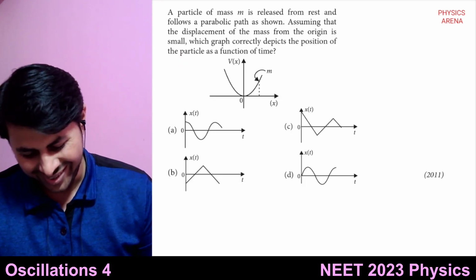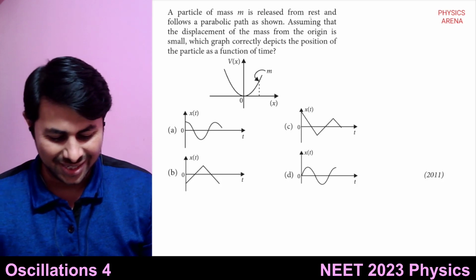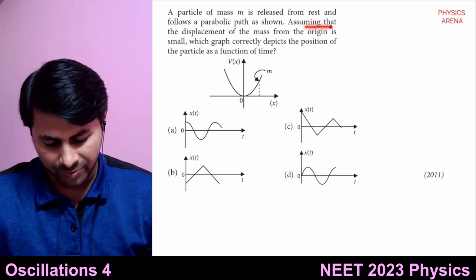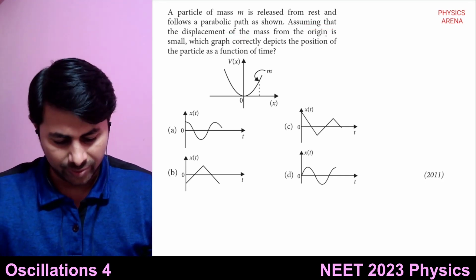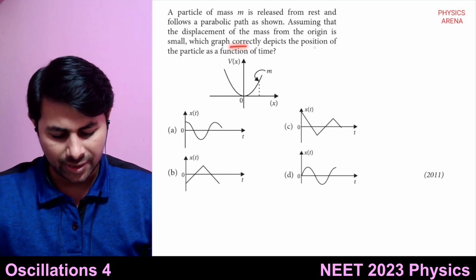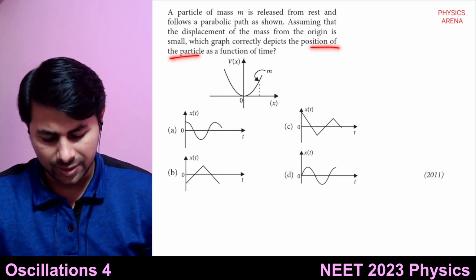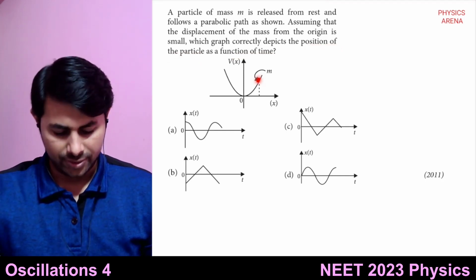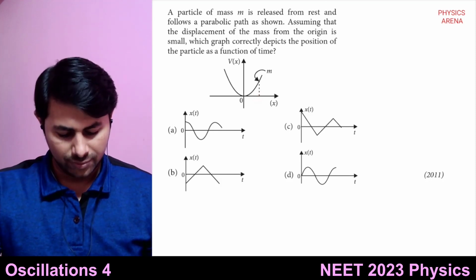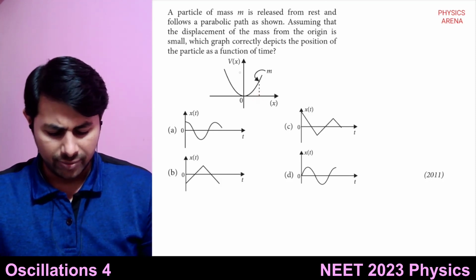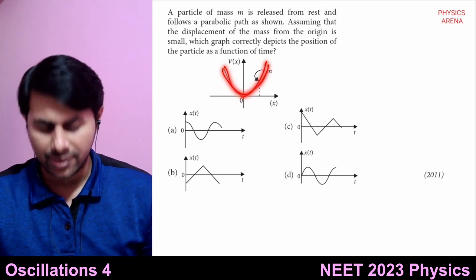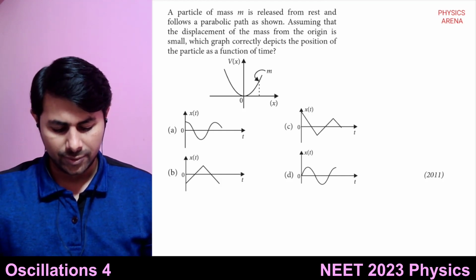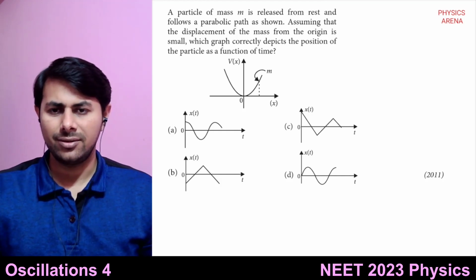A particle of mass m is released from rest and follows a parabolic path as shown. Assuming that the displacement of the mass from the origin is small, which graph correctly depicts the position of the particle as a function of time? So see, the particle is released from here, that is from this position. So which is the answer? Then because the potential energy function is like this, it will perform simple harmonic motion. So which one is the answer?